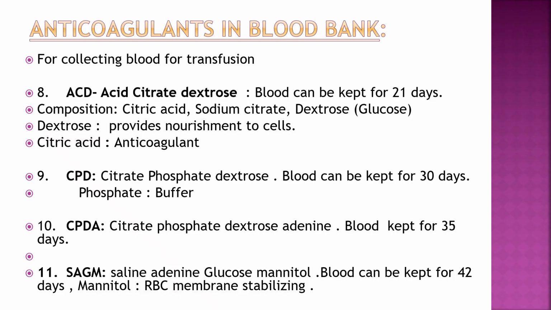With ACD, blood can be stored up to 21 days. With CPD, blood can be stored up to 30 days. With CPDA, blood can be stored up to 35 days. And with SAGM, blood can be stored up to 42 days. This SAGM is mainly used in high setup blood banks.